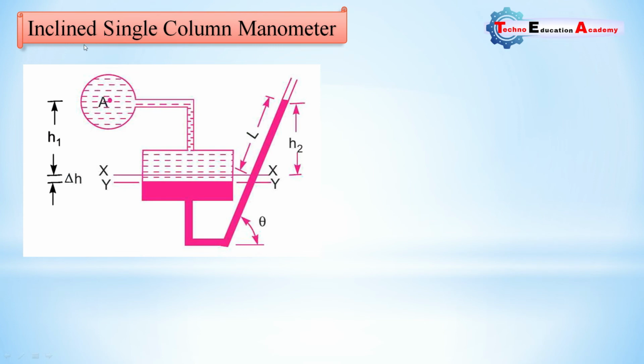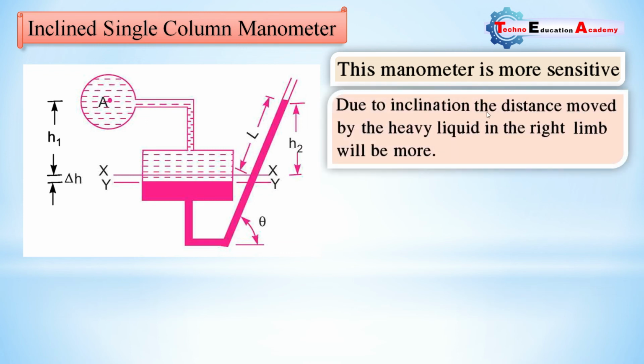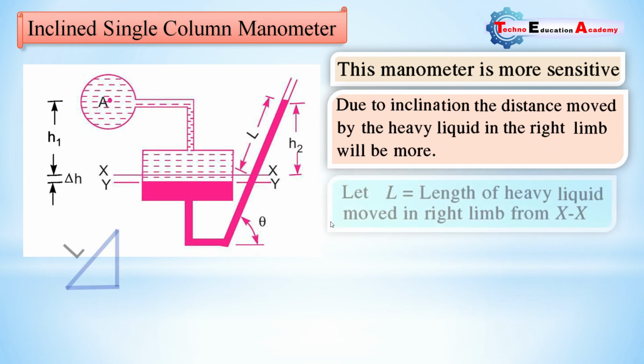The second case we are considering is the inclined single column manometer. Instead of a vertical tube, here we are considering an inclined tube, so it is called an inclined single column manometer. This manometer is more sensitive as compared to the previous manometer. Due to inclination, the distance moved by the heavy liquid in the right limb will be more. Let L be the length of heavy liquid moved in the right limb from the XX reference line.